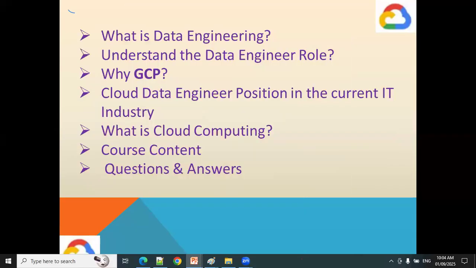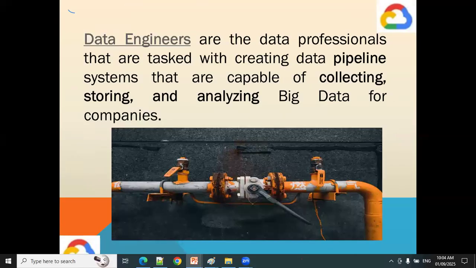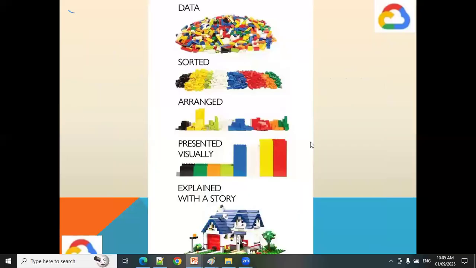Okay, so we discussed what is data engineering. A data engineer is a professional who can build a data pipeline which is capable of 5 steps. What are they? Collect, store, process, analyze and monitoring, scheduling. Okay, good. I explained with the water example, a water pipeline, same.